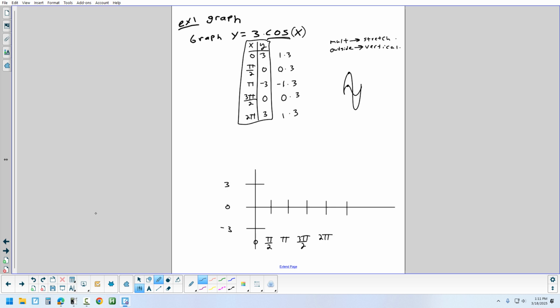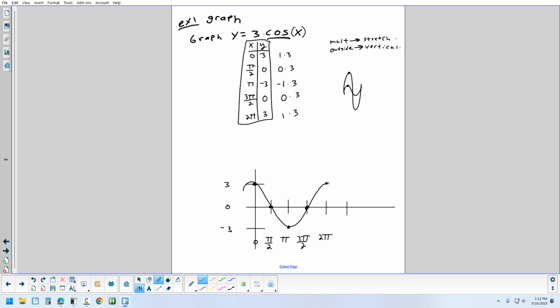All right, so let's graph our points. So 0, 3. Pi over 2, we're at 0. When we're at pi, we should be at what number? Negative 3. 3 pi over 2. Back to 0. And 2 pi. 3. Back to 3. On the homework, it's a little easier because it's got the dots on it, so you can kind of see where it's going. And there's your sketch. Okay. Any question on the sketch?